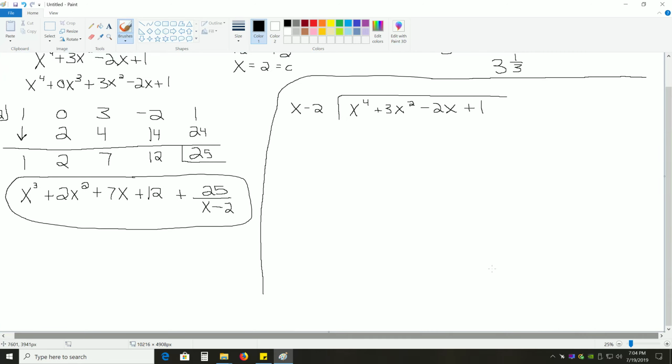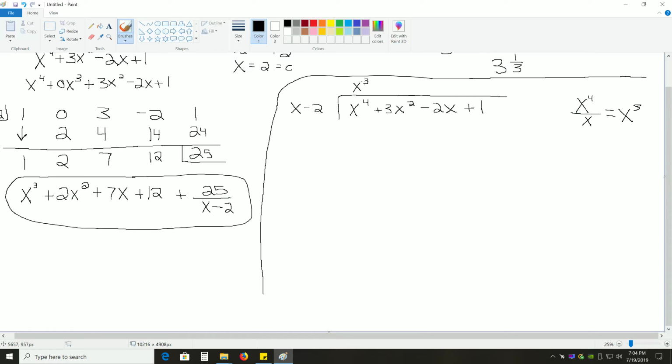Now we want to check how many times our first term on the outside can divide into the first term on the inside, just like with standard long division. So we get x to the fourth divided by x. We only care about the largest terms of each polynomial. So x to the fourth divided by x is just x cubed. So we're going to put that x cubed at the top.